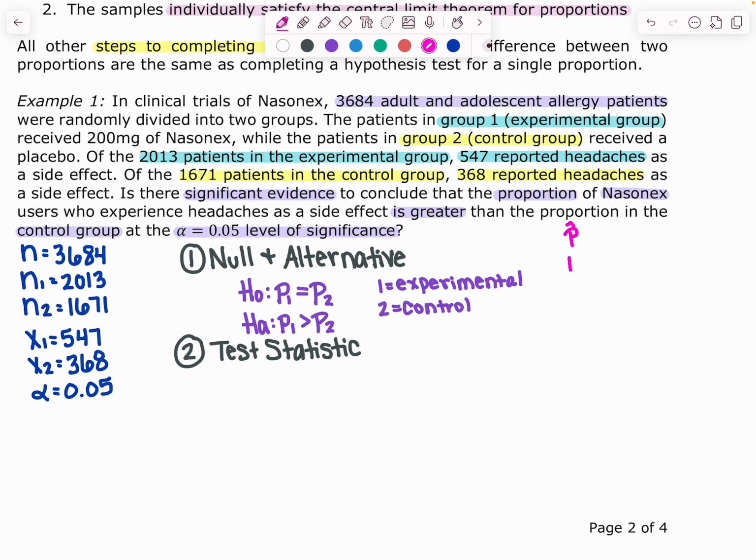P hat, I need P1 hat, and I need P2 hat. So P1 hat is 547 over 2013. Okay, I did not give myself enough room. P2 hat is 368 over 1671.